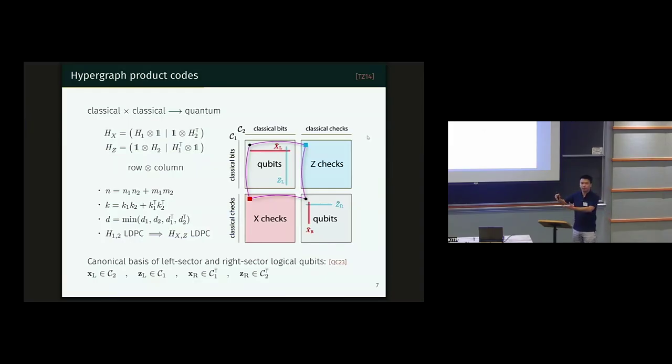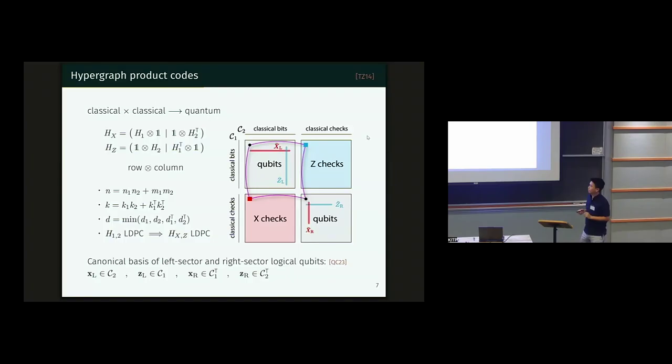And I'll get 4 types of vertices: bit, check, bit, check, and check vertices. And the hypergraph product is essentially just a dictionary that relabels these 4 vertices into qubits on the diagonal and X and Z checks. And so here's what it is explicitly, and you can think about this tensor product as doing row and column operations.